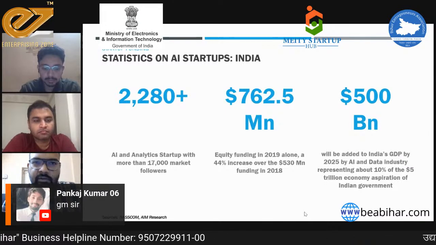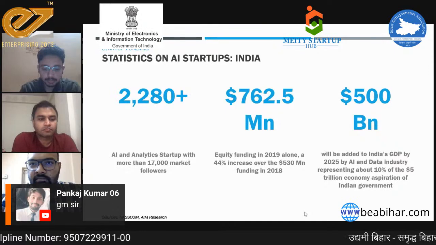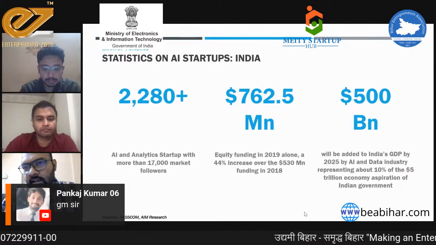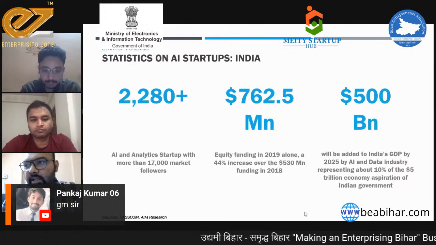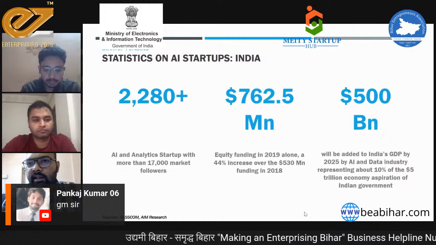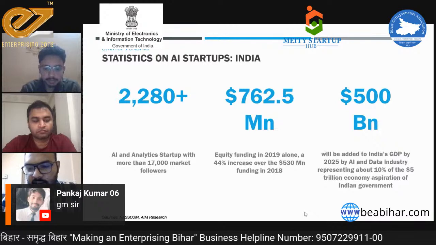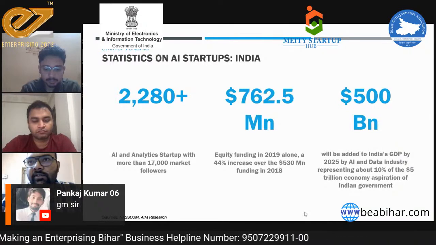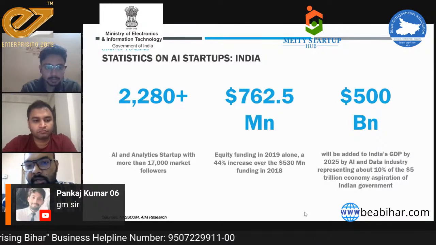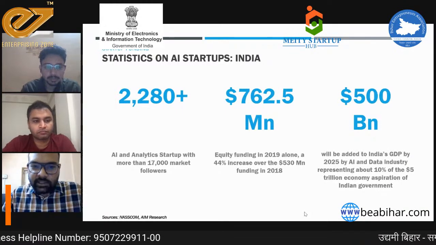Everyone knows that India is an agriculture-rich country. So if we have to compare, agriculture is currently contributing about 17% of our GDP. And if the AI and data industry is going to contribute about 10% of that GDP, that is a huge share.